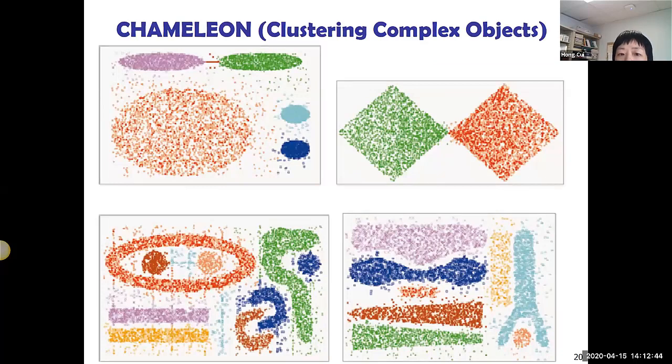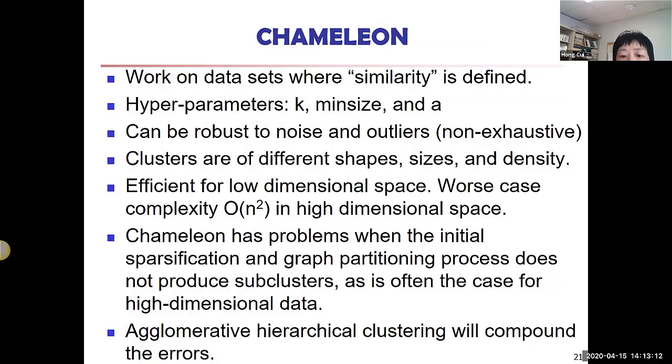The result looks very promising. Chameleon can actually identify good clusters. And it was also compared to DBScan, which we're going to talk about later. It achieved a fairly superior result to DBScan. Questions? Oh yeah, the major drawback is it's only efficient for low dimensional data space.